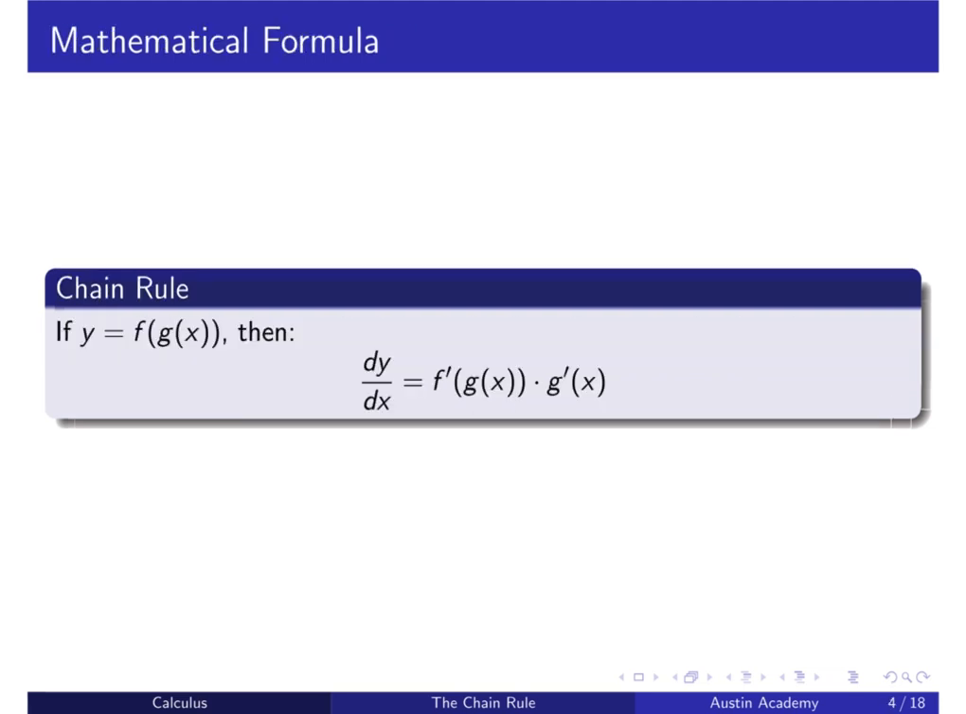Mathematical formula. If y equals f of g of x, then the derivative of y with respect to x is f prime of g of x, multiplied by g prime of x. That's written as dy over dx equals f prime of g of x, times g prime of x.